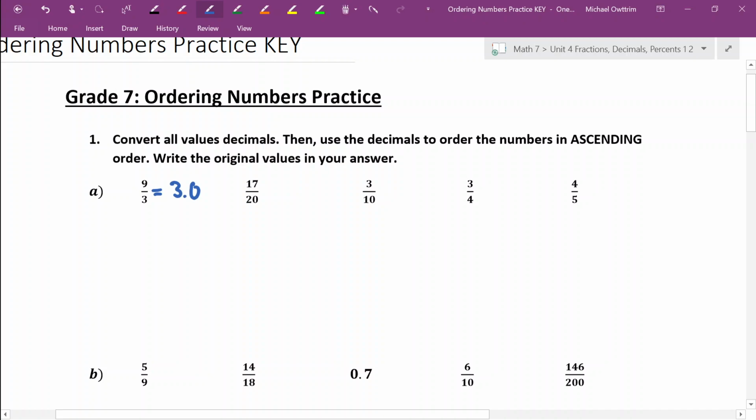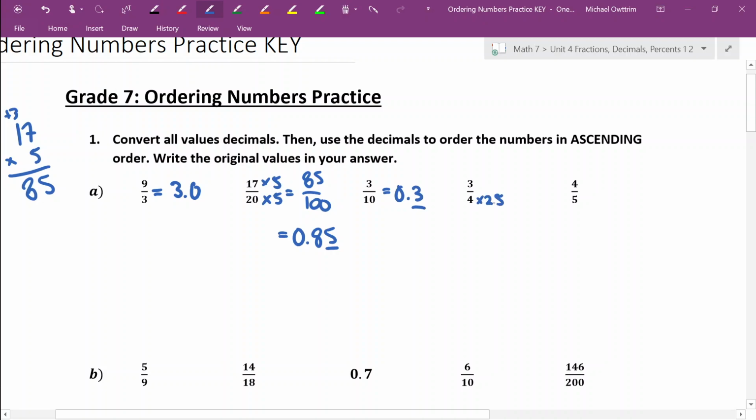With our 17 over 20, I can make 100 on the bottom by multiplying by 5. Don't be afraid to long multiply your 17 by 5 if you need to. 5 times 7 is 35, and 5 times 1 is 5, plus 3 is 8. So this is 85 out of 100. And 85 out of 100 is 0.85, reaching the hundredths place. 3/10 is 0.3, reaching the tenths place.